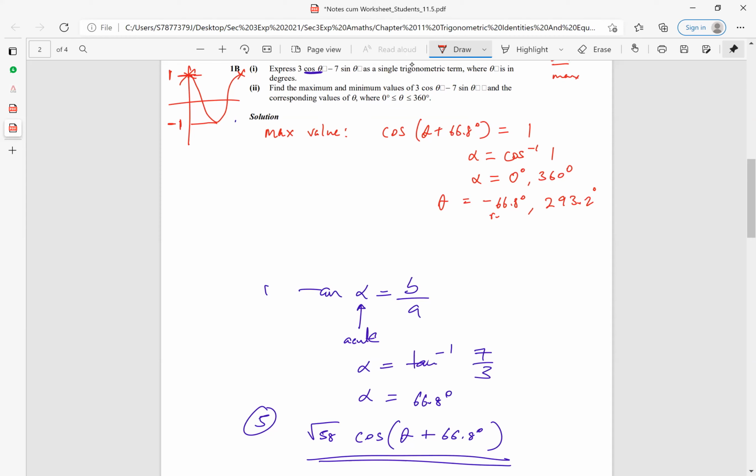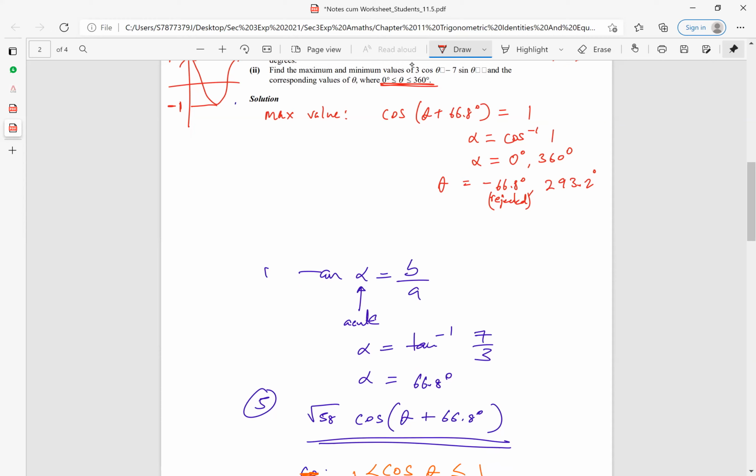Of course, this is rejected. Why is this rejected? Because theta must be between 0 and 360. So there's only one value here, to one decimal place.